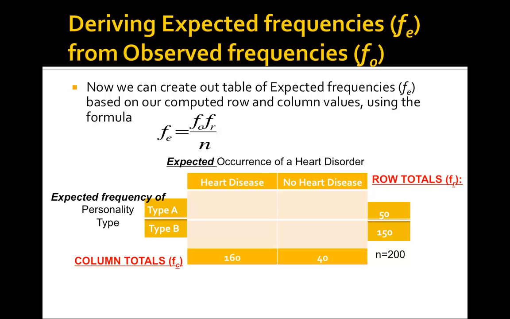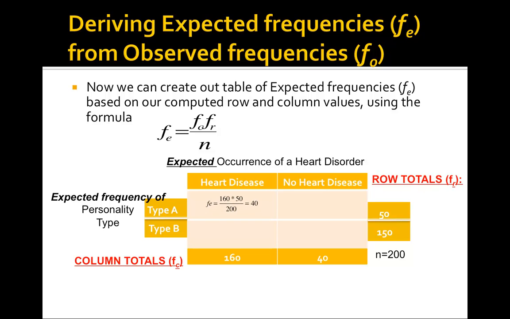We're going to keep the first table we had before, but now we're going to create a second table using just the row and column totals. We find the values of the cells for any population, assuming that the row for type A is 50, the row for type B is 150, the column for heart disease is 160, and the column for no heart disease is 40. So let's calculate. There we go.